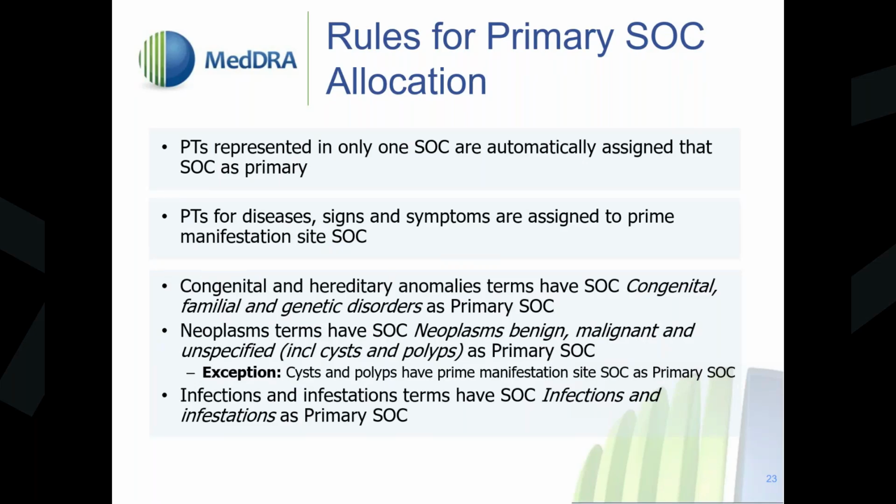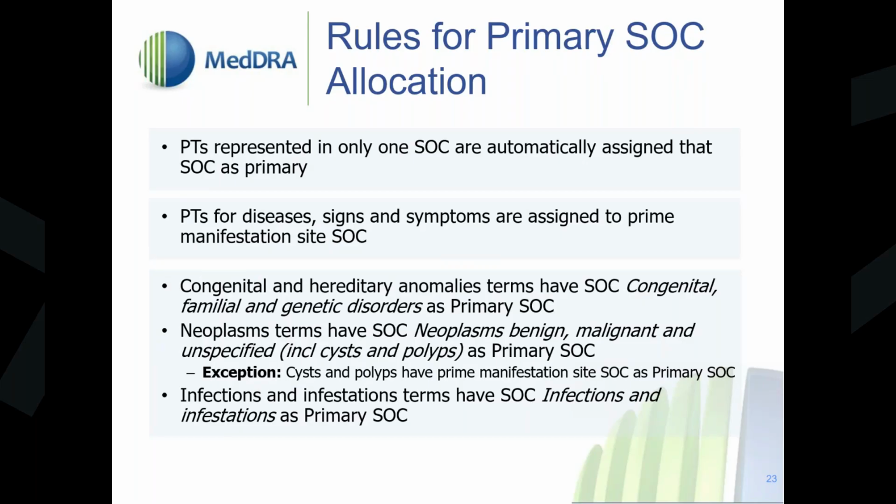In order to facilitate the signal identification, the decision was made that any preferred term relating to these three categories will be grouped together in the cumulative data outputs. And the way to do that is to assign the primary system organ class as these three system organ classes.